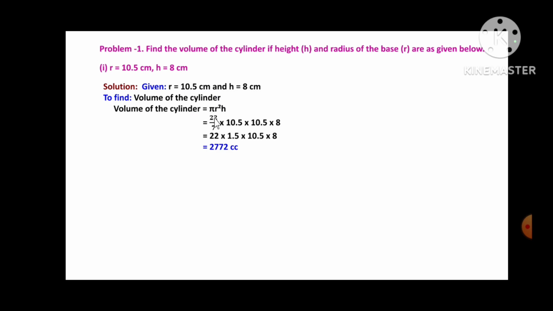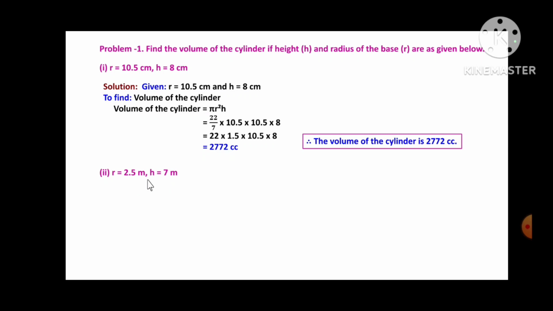Volume of the cylinder is equal to pi r square h. Pi value is 22/7 into 10.5 into 10.5 into 8. R square is 10.5 into 10.5. Here we will simplify this: 22 into 1.5 into 10.5 into 8, and the product of this is 2772 cc, that is cubic centimeter. So the volume of the cylinder is 2772 cubic centimeter.